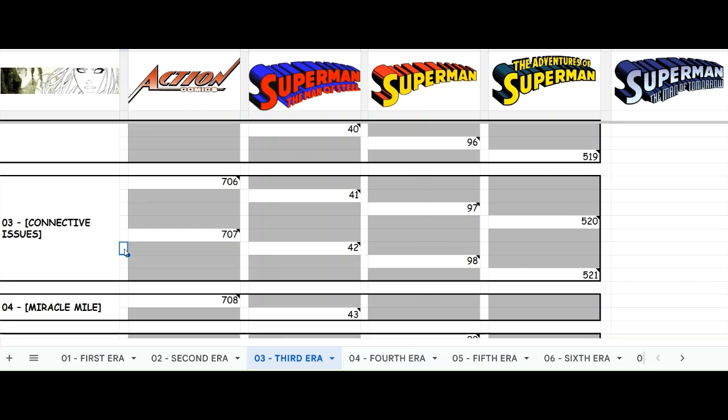Just keep on following the triangle numbers. Then you have Superman 98, and then you have Adventures of Superman 521. Just checking in, that is triangle number 11.